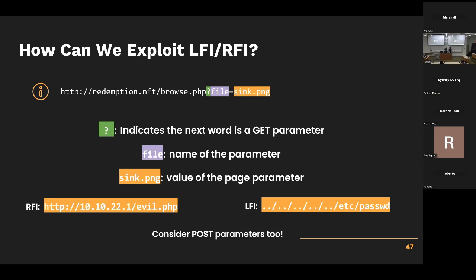LFI might look weird with all the dots and slashes, but this is basically just treating it like a file system in a command line. It means that you're going back a directory until we eventually get to the root, which is where etc/passwd is. It's basically just a reliable file that's on basically every web server, and it also includes some user information. You should consider POST parameters too. It's not just GET parameters, but basically, if you see a file, if you have control over a file, you want to look for LFI or RFI.